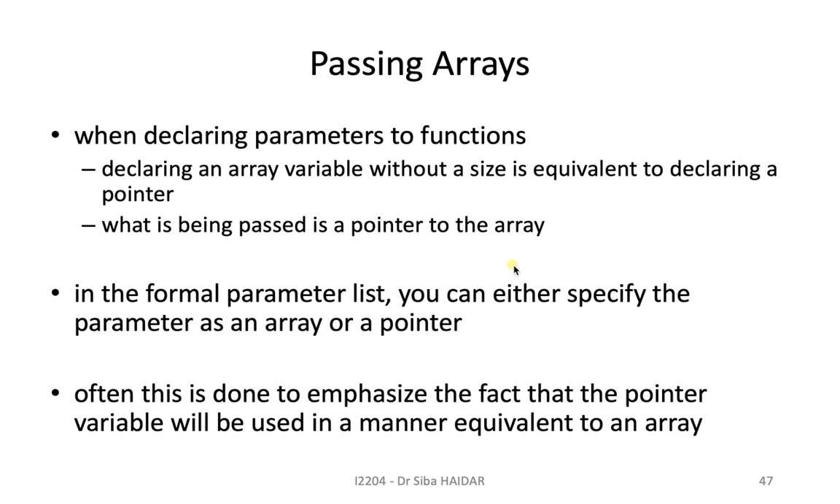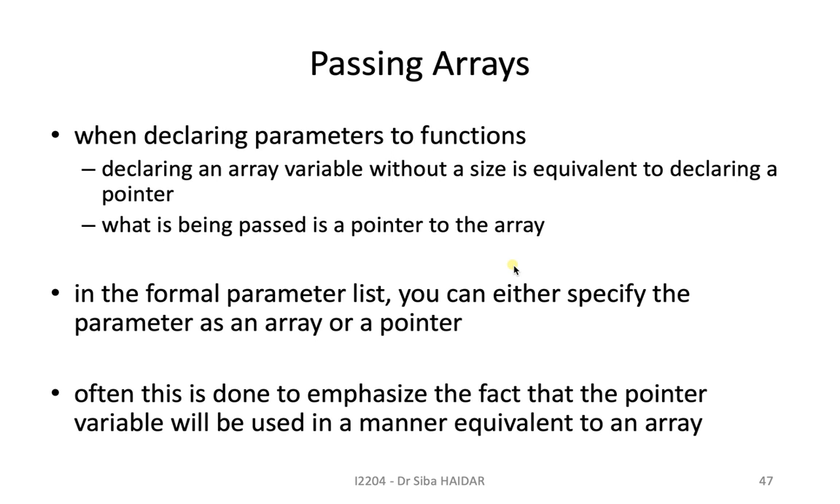As a last part of this section, we will talk about passing arrays as parameters into functions, because this is very, very important and you need to be sure of your knowledge. When declaring parameters to functions, declaring an array variable without a size is equivalent to declaring a pointer. In between the function parentheses, the parameter list, the array is always a pointer. There is no array. What is being passed is a pointer to the array.